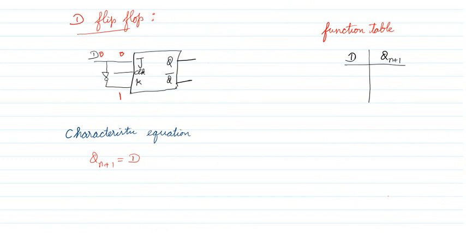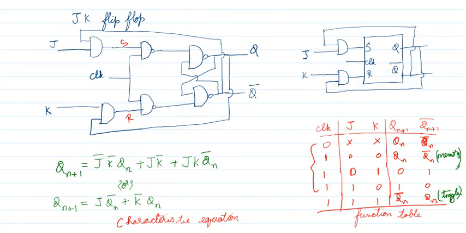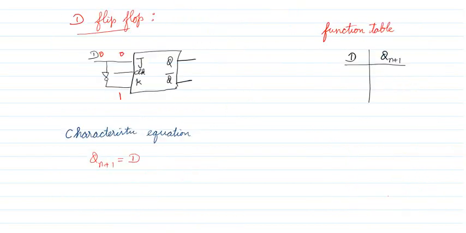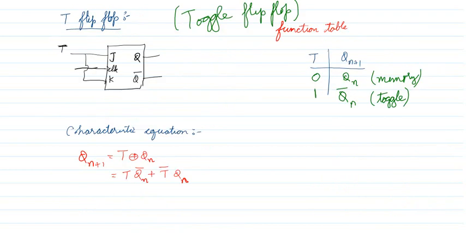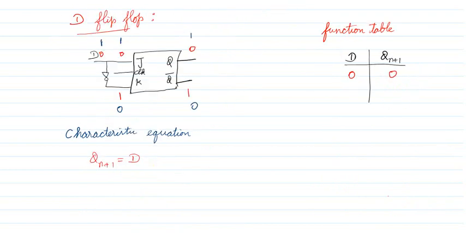Right? So when J is 0, K is 1, Qn plus 1 is 0, Qn plus 1 bar is 1. So I can write the output as 0, 1. When D is 0, the next output is 0. Similarly, I use some other color for the next combination. When D is 1, J is 1, K is 0. We can see from the JK flip-flop, when the input is 1, 0, the output Qn plus 1 is 1, Qn plus 1 bar is 0. So when the input is 1, the output is 1. Okay, it's very simple.